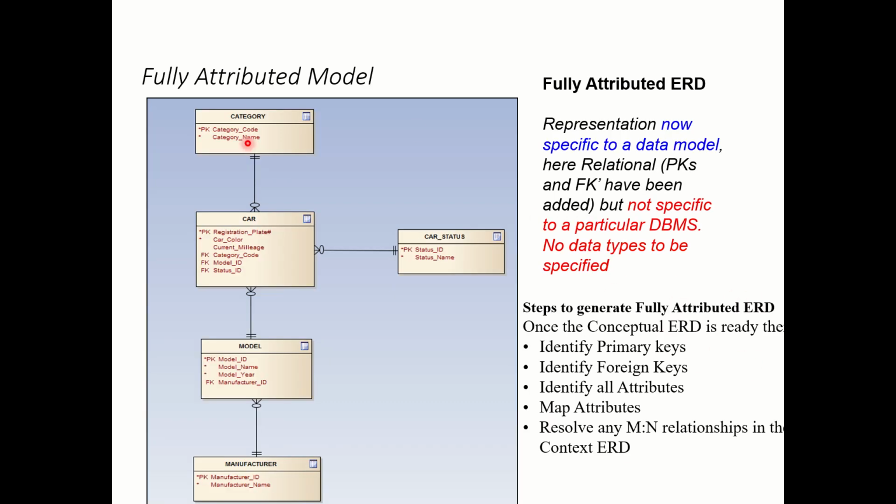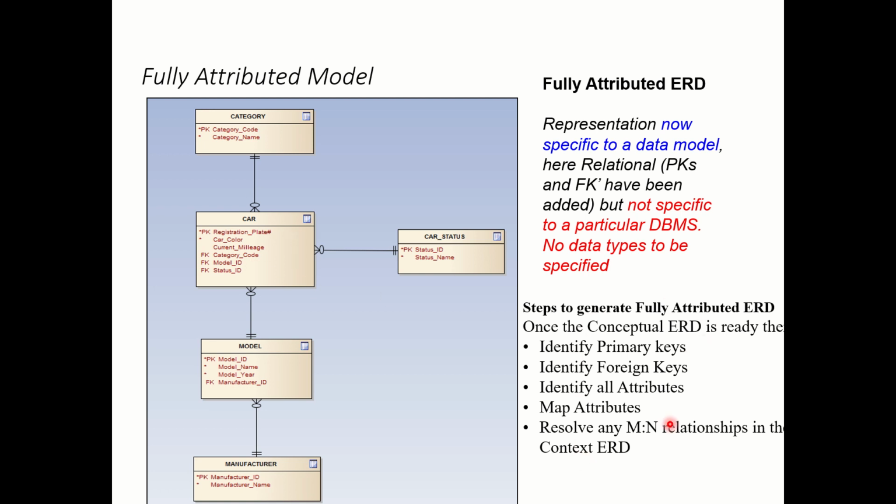Now coming to the fully attributed model. In the fully attributed model, it is specific to a data model. That means the one we have drawn here is based on the relational model. We have put down all the attributes, and in each of the attributes we have even specified the keys. It is not specific to a particular DBMS, so we are not specifying the data types. It's not a physical data model.